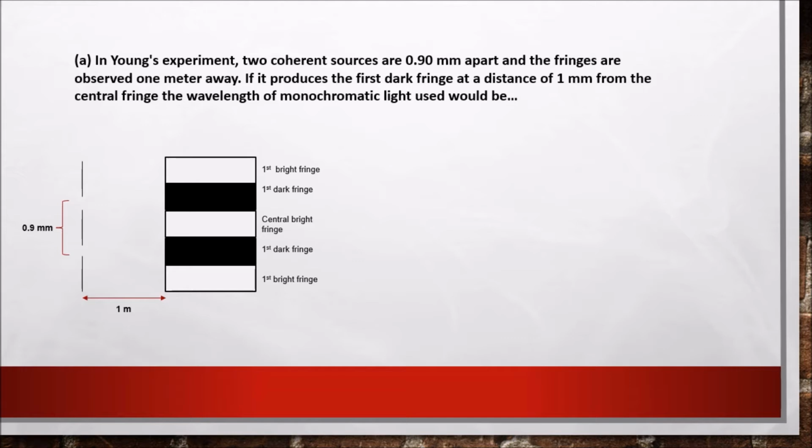The question says it produces the first dark fringe. When we say the first dark fringe in an in-phase coherent source, we know that m is equal to 0. So y0 is equal to 1 millimeter, the distance from the first dark fringe to the central bright fringe. We just use the formula ym equals m plus 1 over 2 times lambda D over d.